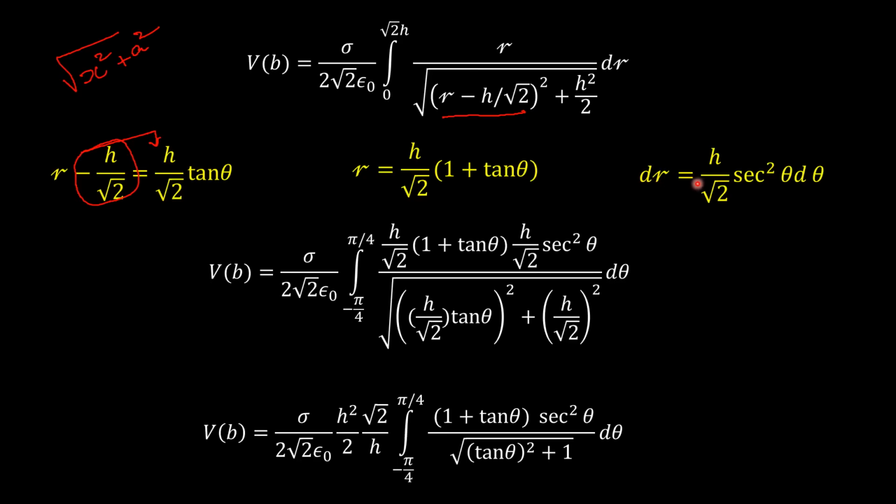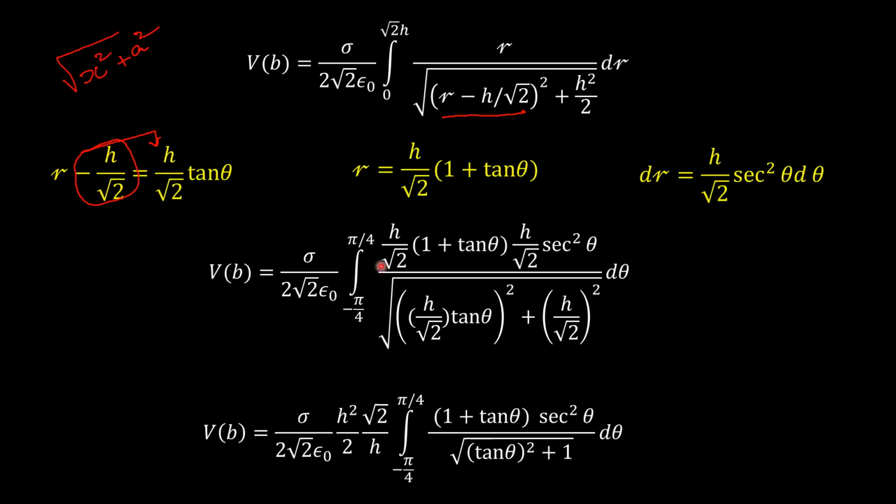Now if you differentiate this, d script r is equal to, the first term is a constant and will become 0. Then for the next term, h divided by square root of 2, if you differentiate tan theta, you will get secant squared theta d theta. Now substitute all three here. First substitute for script r. Script r is this one.